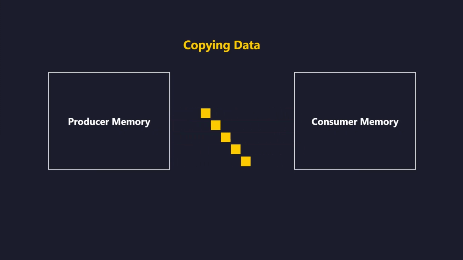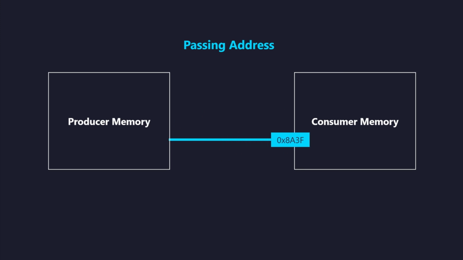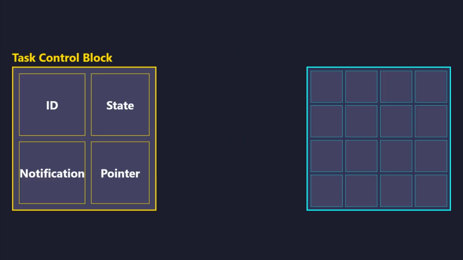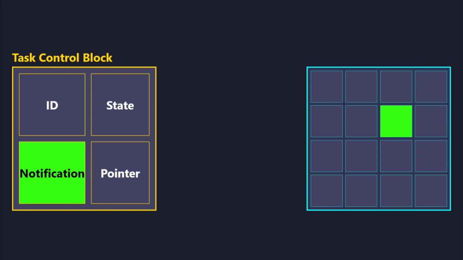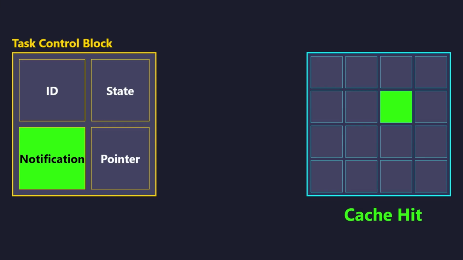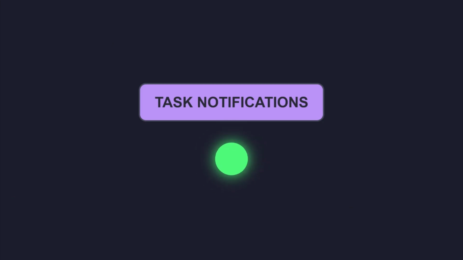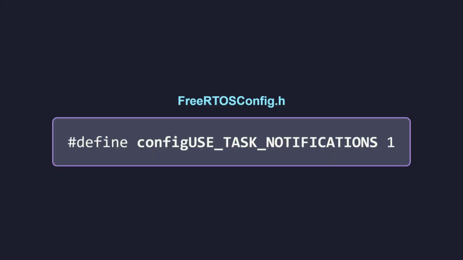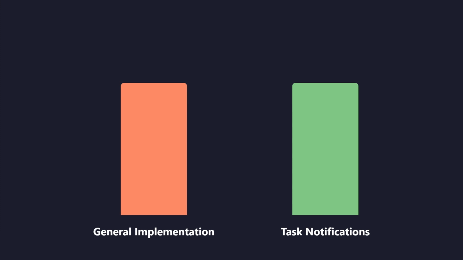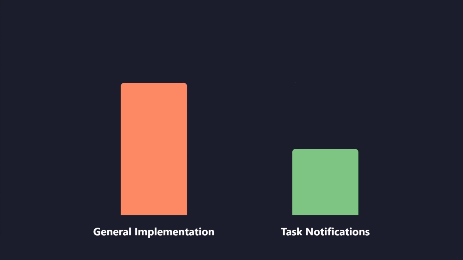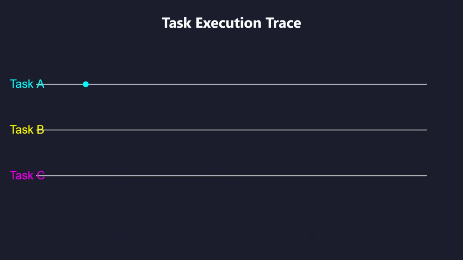Instead of sending a copy of the data, the notification value can be used to pass the memory address of the data buffer directly. Because the notification value is stored inside the task control block, it is more likely to be in the data cache when the task runs. Task notifications are enabled by default, but you can explicitly set configUSE_TASK_NOTIFICATIONS to 1 in the FreeRTOS configuration file. Applications using only task notifications result in a smaller binary size, as the linker can exclude the heavy semaphore and queue logic libraries.